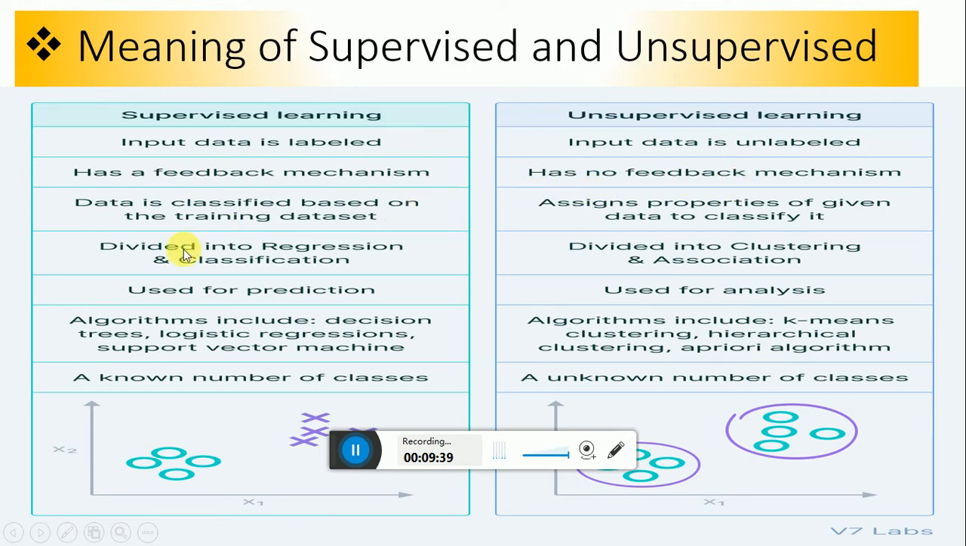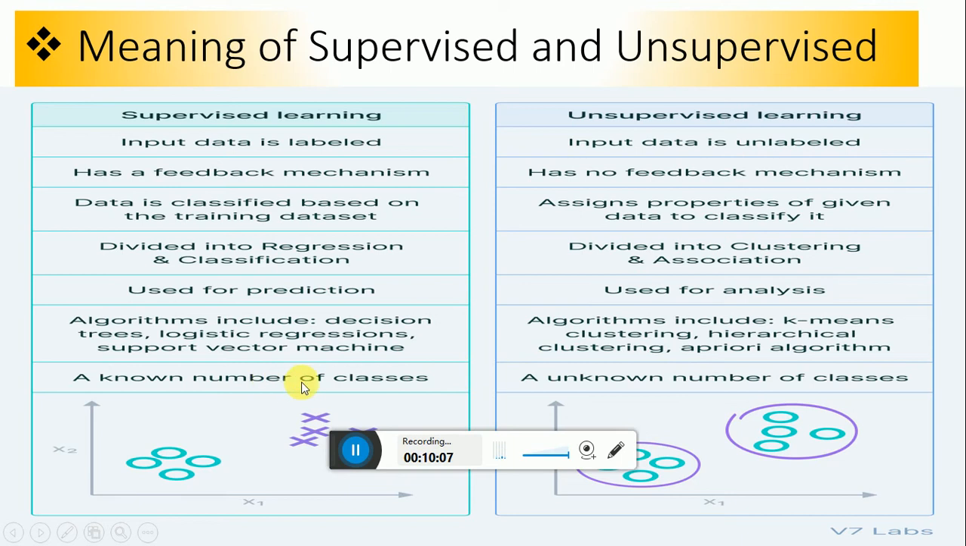Supervised learning is divided into regression and classification. It is two types, regression and classification. Unsupervised learning is divided into clustering and association. Supervised is used for predictions, and unsupervised is used for analysis. Supervised algorithms include decision trees, logistic regression, and support vector machines. Unsupervised algorithms include k-means clustering, hierarchical clustering, and the Apriori algorithm. So this is unsupervised learning.